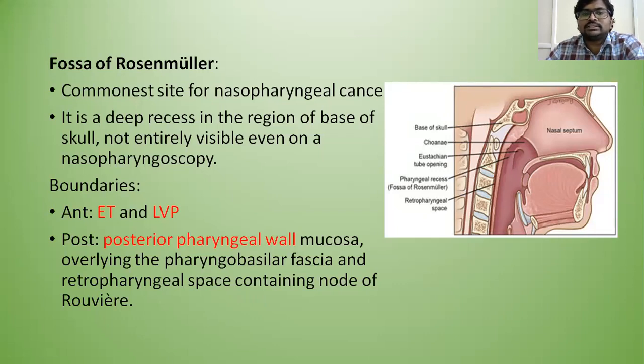So whenever there is a neck node without any obvious growth in the oral cavity or pharynx, you'll do a nasopharyngeal endoscopy. Even if you do not see any growth, you'll take a blind biopsy from that region to rule out the nasopharyngeal carcinoma.